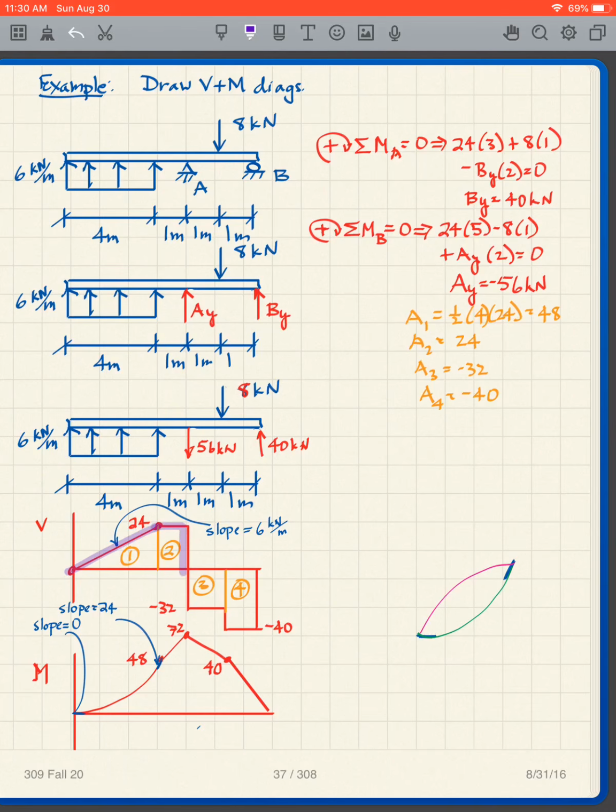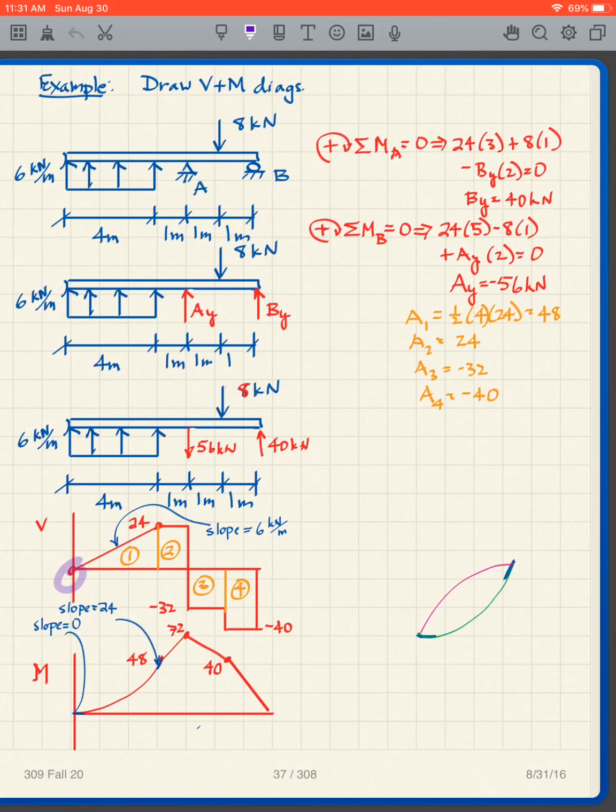And then straight across, down, over, up. You can all do that. The areas are easy to get now. But now when we do the moment diagram, what? The value of v is 0, so my slope is 0. Here the value of v is 24, so my slope is 24. How do I get there? It goes like that. It's not like that this time, okay?